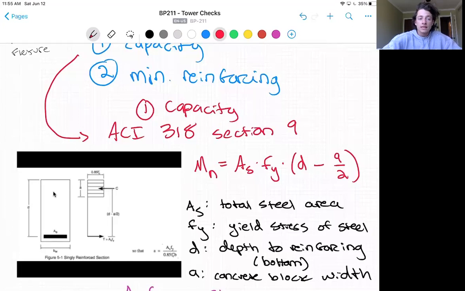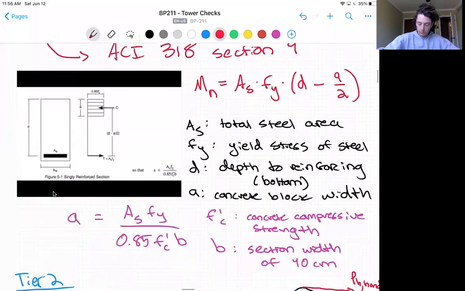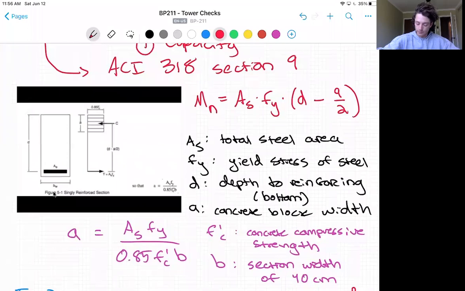Design assumption number 6 in the code, that the relationship between concrete stress and strain can be modeled as a rectangular distribution, allows us to calculate a as As Fy over 0.85 times f'c times b, where f'c is the concrete compressive strength that we should already know from our loads and material properties, and b, in our case, is the column section width of 40 centimeters. And this is the equation here.